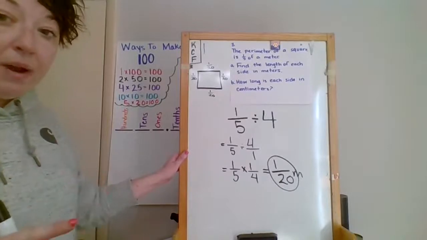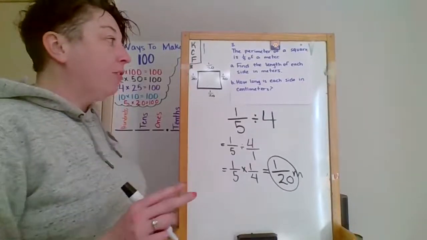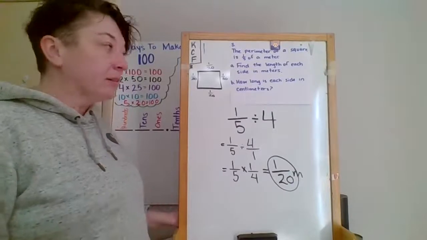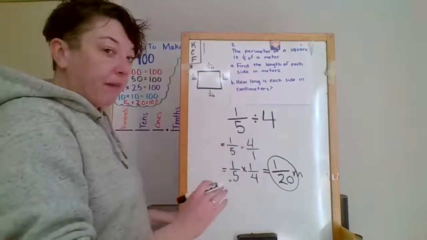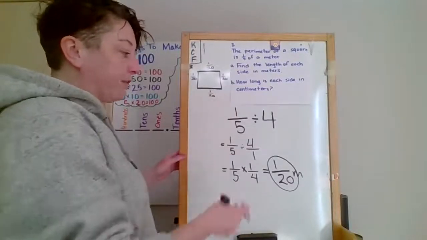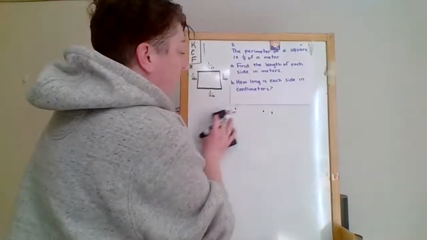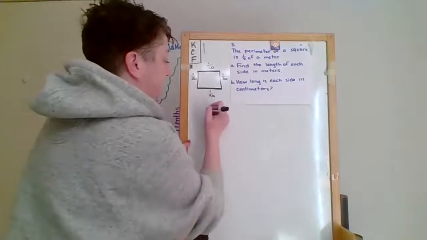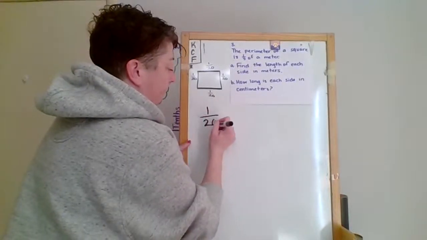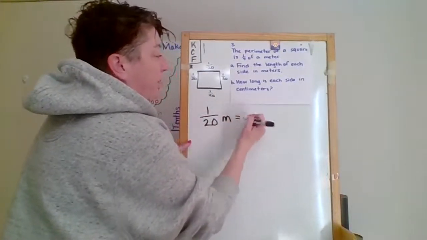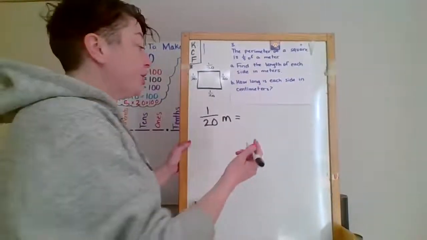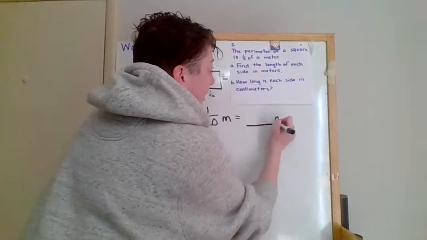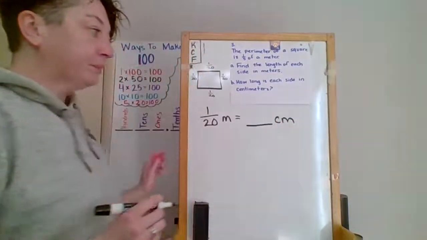Now, there's a second part of the question, part B. How long is each side in centimeters? So we've been dealing with meters. I'm going to erase my board because I'm out of space, but you'll go down to part B. So I'm taking 1/20 of a meter, and I want to figure out how many centimeters that is. So I'm going to set up a conversion here. I'm trying to figure out how many centimeters.